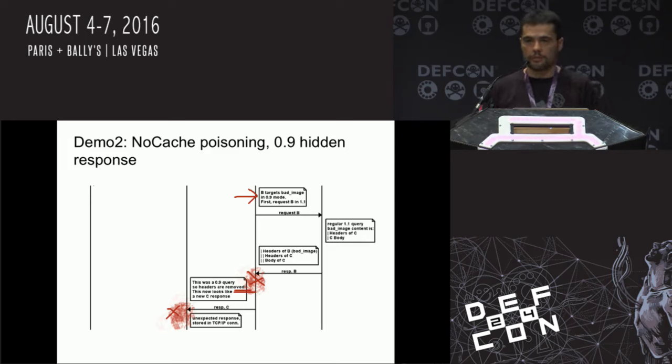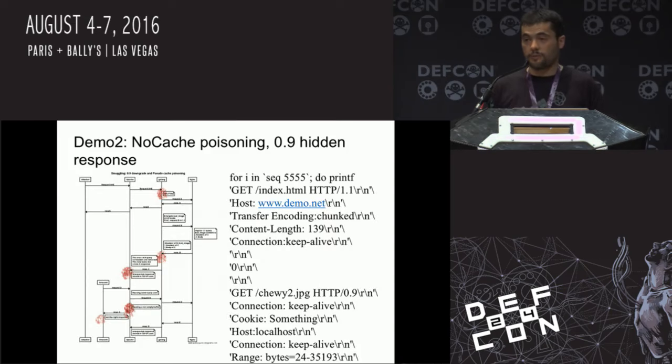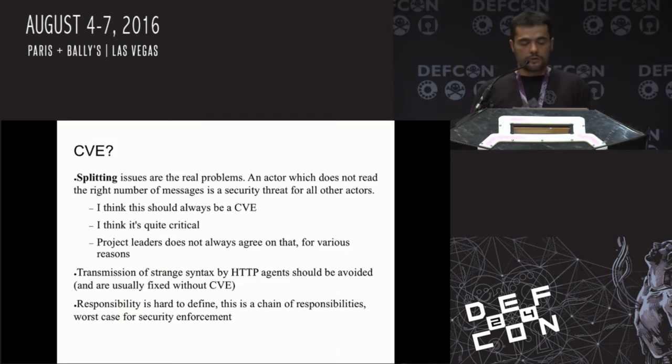It's a little their problem, but it's complex to manage if you think that the backend is doing bad things. You cannot do anything. So for every splitting issue, you should get a CVE, because for me it's quite critical. But usually project leaders do not like doing a CVE for these things, and maybe sometimes they do not understand how you can exploit the injection. And also because they do not want people to try to do things with these issues.